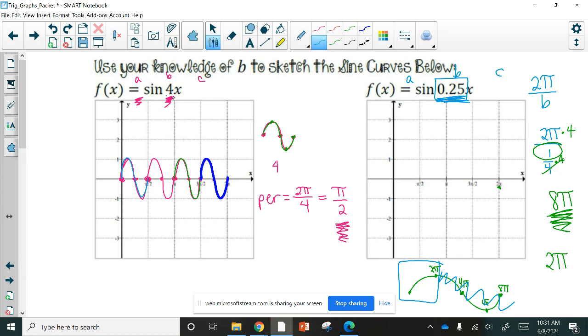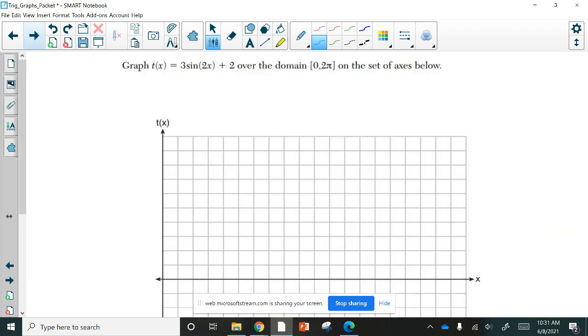Remember, B tells you the number of cycles that you see. Here we see 4 complete cycles. Here, you're only going to see 1/4 of a complete cycle. So you start here, you go to your maximum, which is 1, and all you get to see is 1/4 of your cycle. That's that.